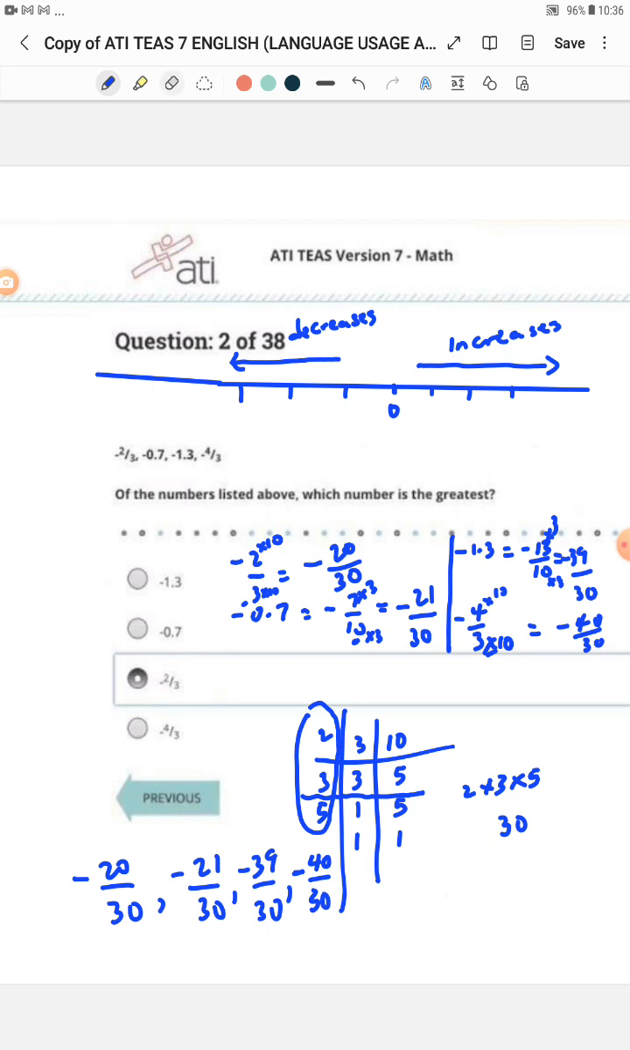So if you want to compare numbers, especially fractions, the first thing for you to do is to make their denominators the same. How do you do that? You first find the LCM of the denominators, and when you know their LCM, then you can look at a number that you can use to multiply that denominator to get that LCM, and you do the same thing to the numerator so that it will be the same.